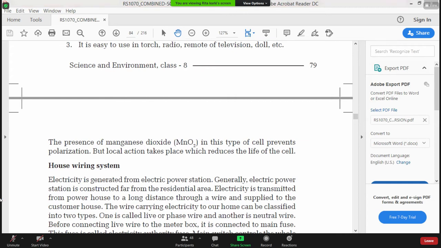But these dry cells cannot be used in bigger industries and factories, vehicles, and many other electrical devices, which should be run with the simple cell itself. So we can say both of these cells have their own advantages as well as disadvantages. Both of these cells are equally useful in our day-to-day life.